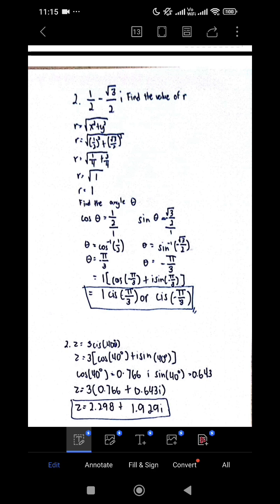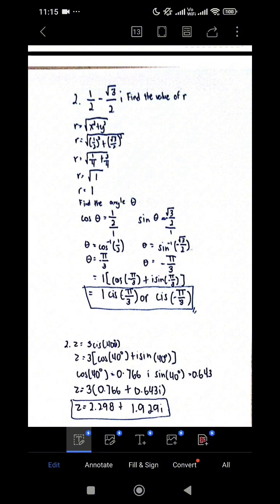The given is 1 over 2 minus the square root of 3 over 2 i. So we substitute, so r is equal to the square root of (1 over 2) squared plus (the square root of 3 over 2) squared. Then we get 1 over 4 plus 3 over 4, or 1 fourth plus 3 fourths. So simply we will get r is equal to the square root of 1. Then the square root of 1 is 1.